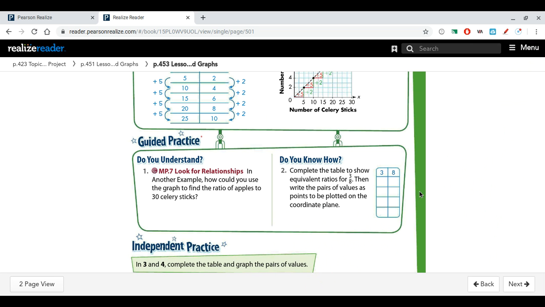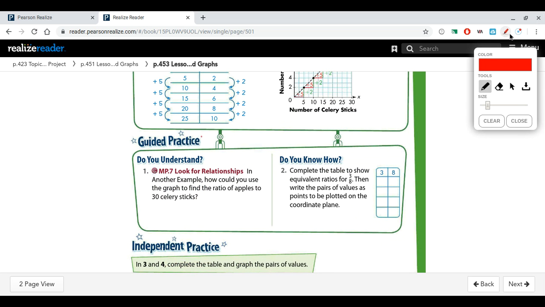So looking at your independent practice, you are going to do all of your independent practice. So you're doing problems 3 through 8.